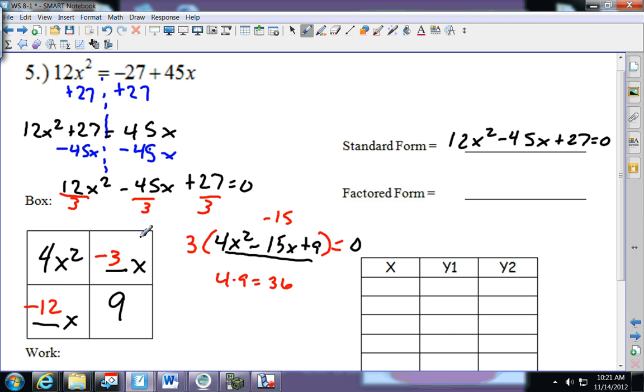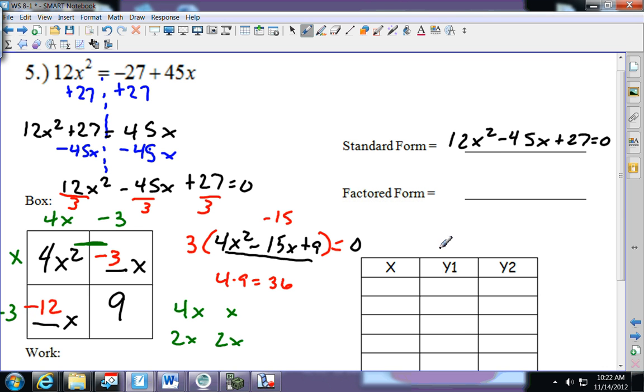Well, 4x squared can split up as 4x and x, or 2x and 2x. Out of all 4 of these, what's the greatest common factor? What goes into both of these? An x. So if an x goes here, a 4x has to go up here. That makes sense because 4 goes into 4 and 12. X times what gives you negative 3x? Negative 3. 4x times what gives you negative 12? Negative 3. All right, factored form.